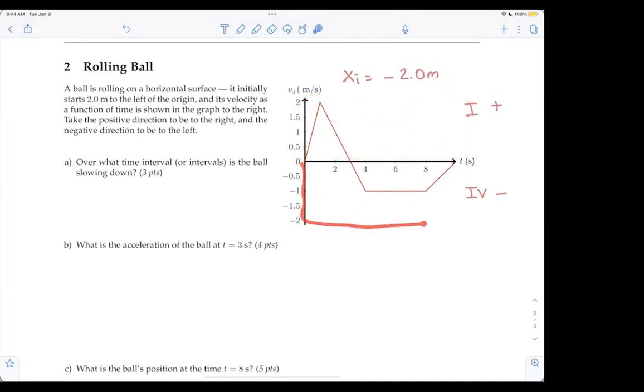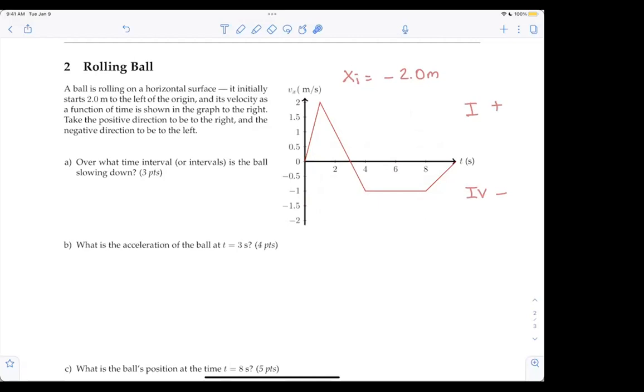Now, anywhere in this fourth quadrant, where it's below the x-axis, you're going to have a negative velocity, and you're going to be moving in the negative direction. So if it's a horizontal surface, you're moving to the left in the fourth quadrant and to the right in the first quadrant. So this is right, left on a horizontal surface, up, down, basically. Okay, makes sense?